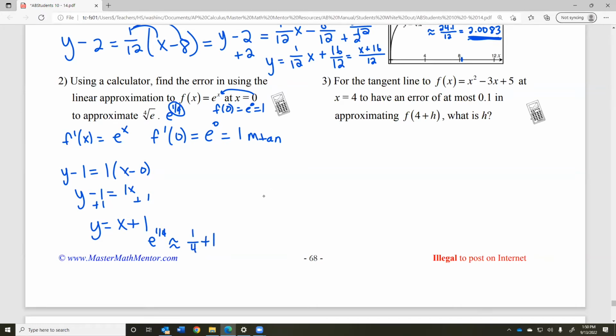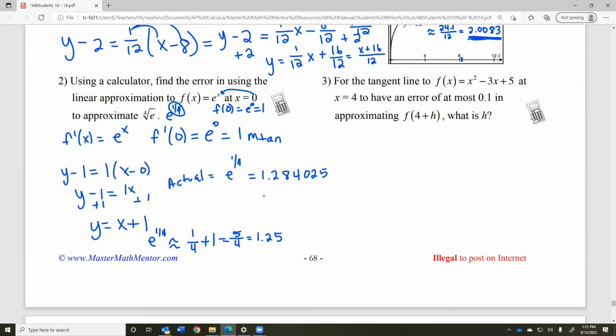And 1/4 plus 1 is 5/4, which is equal to 1.25. And now what they want us to do, they want us to use our calculator to approximate the error. So this is the approximate value. We're going to find the actual value. So in the calculator, we can type in e to the 1/4 power, or the 4th root of e, whichever one you would like. E to the 1/4 power is equal to 1.2840025 if we round to that much.